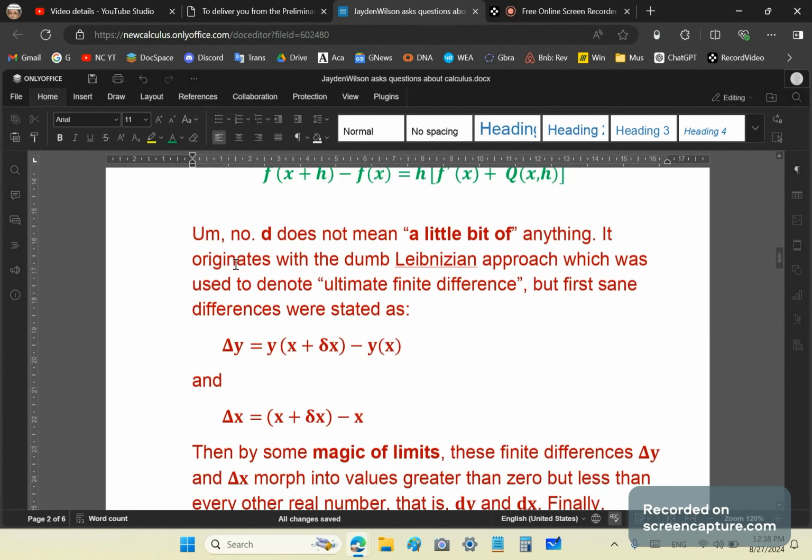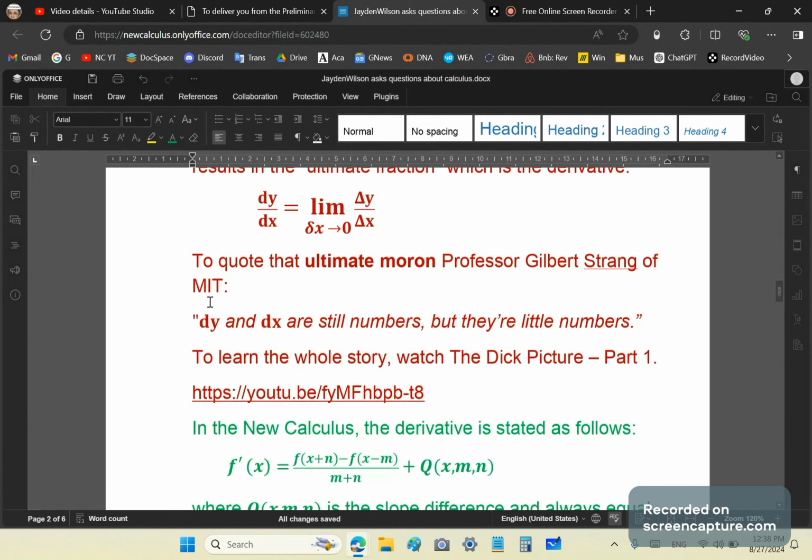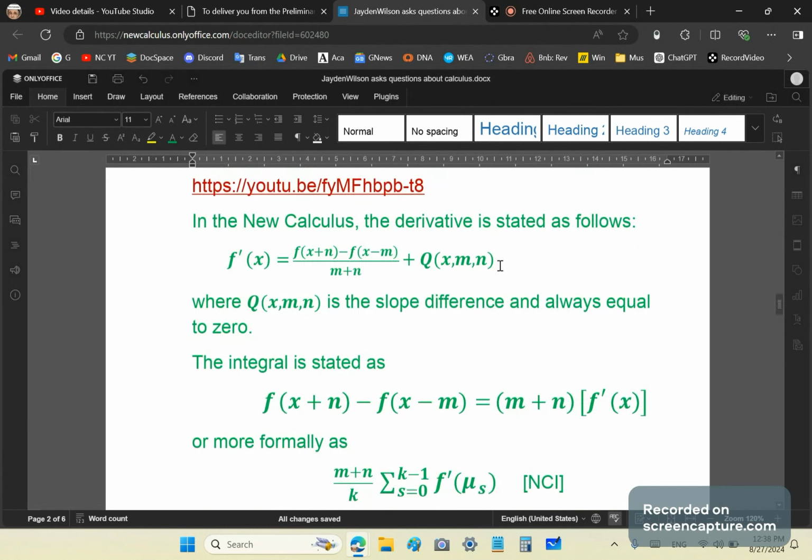Now, another thing is that in the new calculus, a derivative is stated 100% correctly like that. There is no need to go back to a historic identity, because this q of xmn is the slope difference, and it's always 0. And it forms something very useful known as the auxiliary equation.